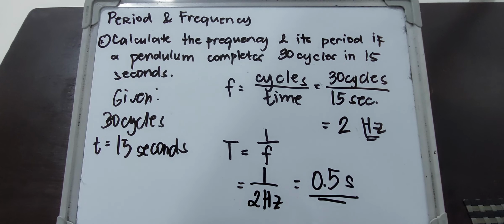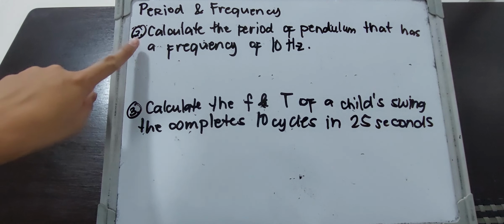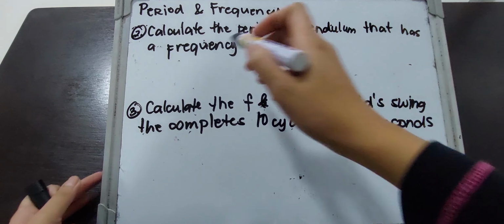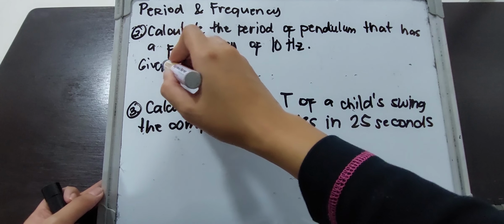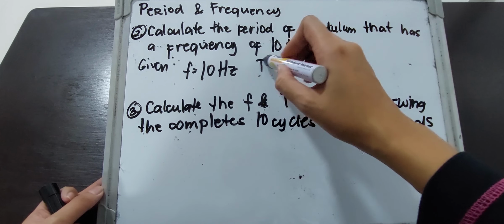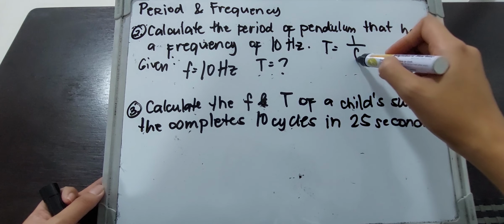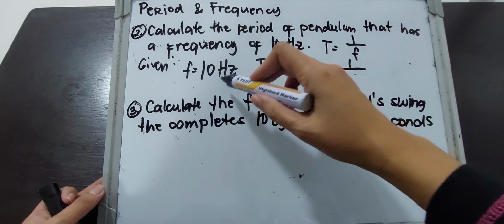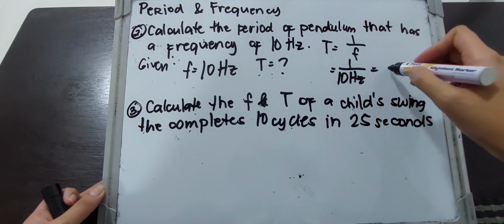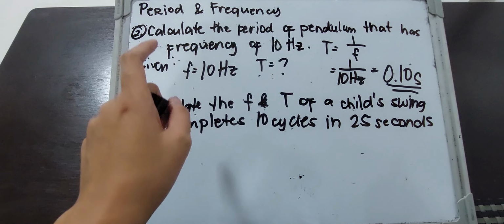Okay, so next sample problem. So this is our second and third example. So number 2 muna. Calculate the period of pendulum that has a frequency of 10 Hz. So for our given, we only have the frequency and it is equals to 10 Hz. Ang hinahanap natin is period. So for us to get the period, T is equals to 1 over F. So 1 divided by the frequency 10 Hz. So 1 divided by 10 is 0.10 seconds. So ganun lang kadali pag period ang hinahanap.